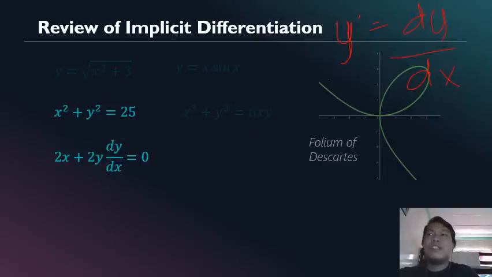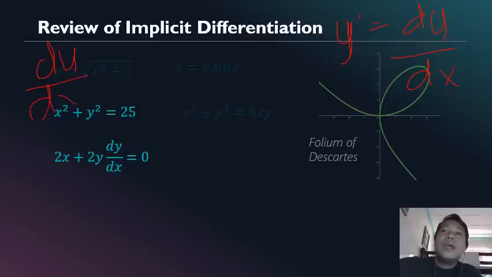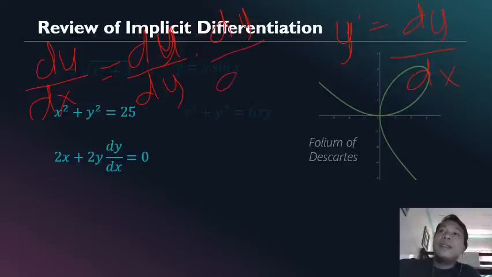Now, sir, ano po ba yung chain rule? Sige, sulat natin. Halimbawa, dito na lang kasi tapos na tayo dyan. Meron tayong function u. Ano ang derivative ng u with respect to x? The derivative of u with respect to x is equal to du over dy times dy over dx.